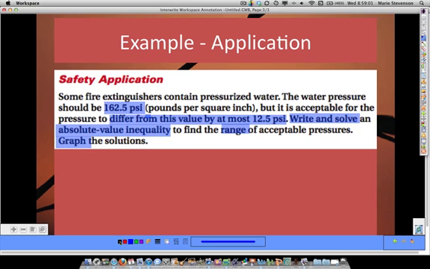Now this probably sounds hard, but let me show you how simple this really is. We're talking about water pressure, so let's use the variable P. Now what it says is the differ, that's difference, so I'm going to put a subtraction sign here. This number can differ by at most 12.5. So whatever the pressure is at some point, if we subtract 162.5, it should be at most, or no more than, 12.5. So that means I'm going to have less than or equal to 12.5. And I'm going to do an absolute value, so in case I get a negative, it'll make it positive.